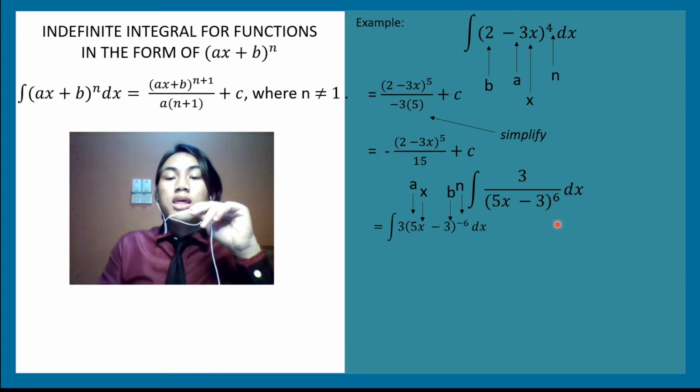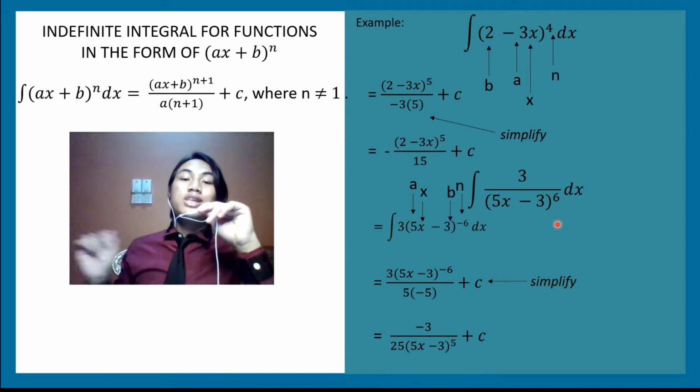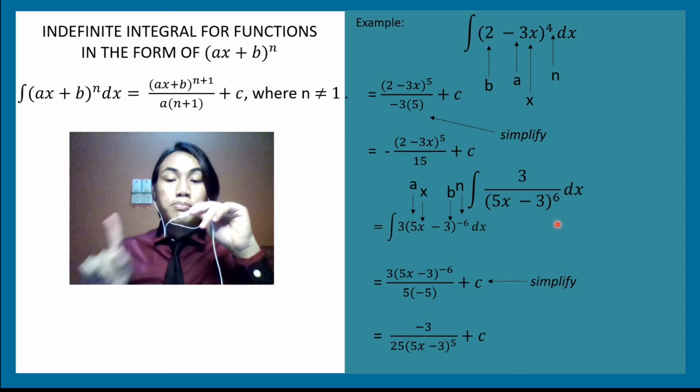Then we put all the information again into that formula. We get 3 times (5x minus 3) to the power of negative 5 over 5 times negative 5. And then we simplify, we will get the final answer negative 3 over 25 times (5x minus 3) to the power of negative 5 plus c.